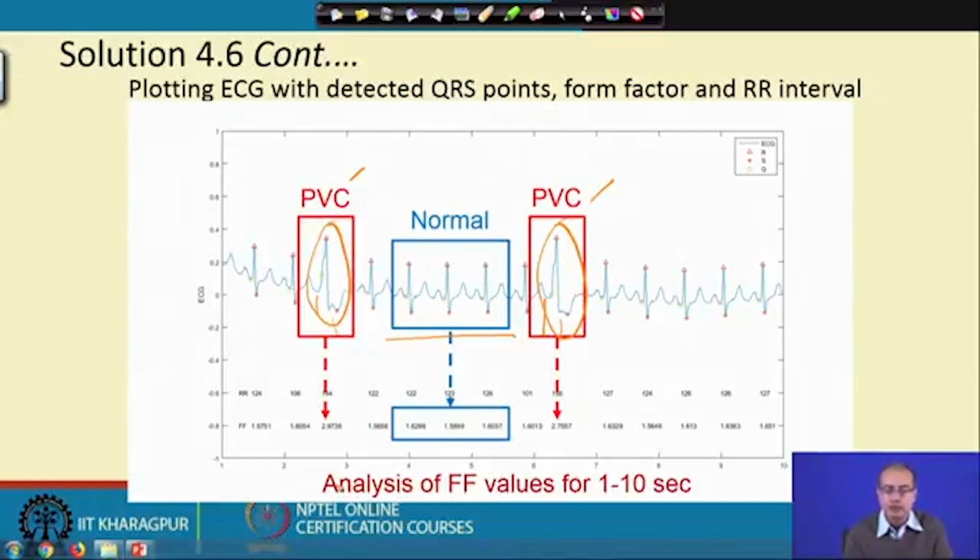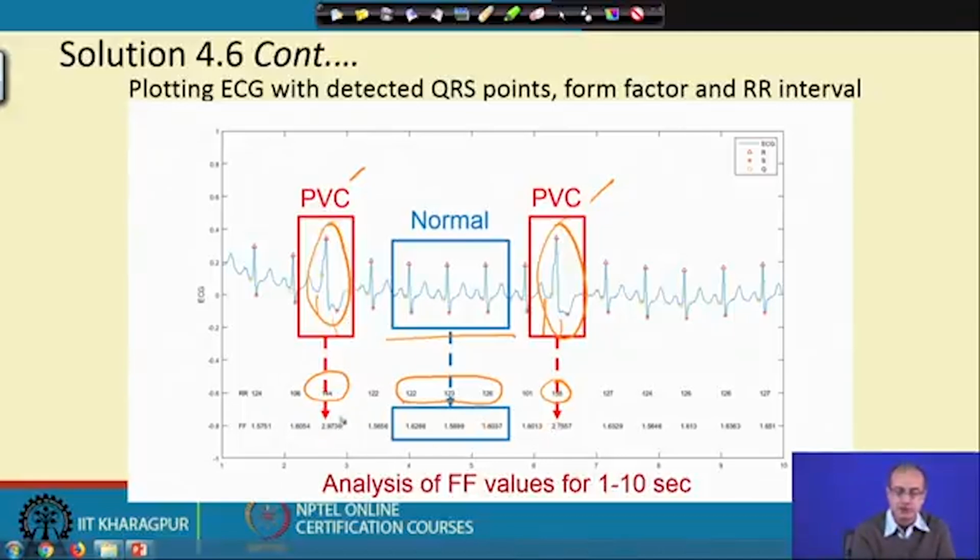Now, how do we get that more objectively? For that, we first look at the RR values. In the first case it is 144, here it is 158. Compared to that, when you look at the RR interval of the normal cycles, it is between 120 to 126. So, there is some variation in the normal beats also, but the RR intervals are still much smaller for the normal beats.